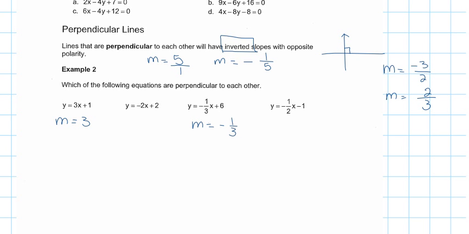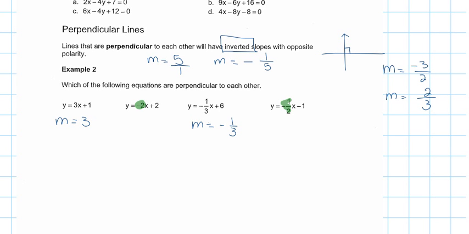Why is it not the second and the fourth? Because they're both negative, right? So this is not correct. Yes, they are the flip, right? But they both have the same sign, which is the negative sign. And that's not what perpendicular lines are.